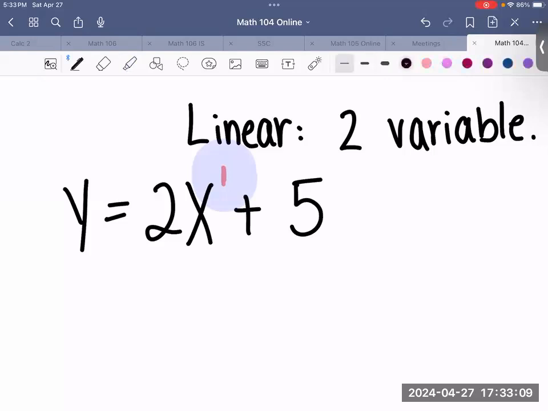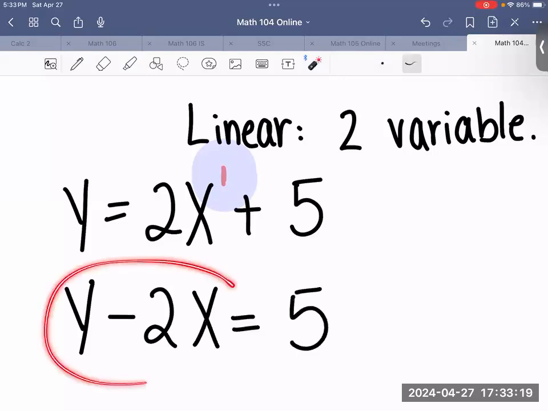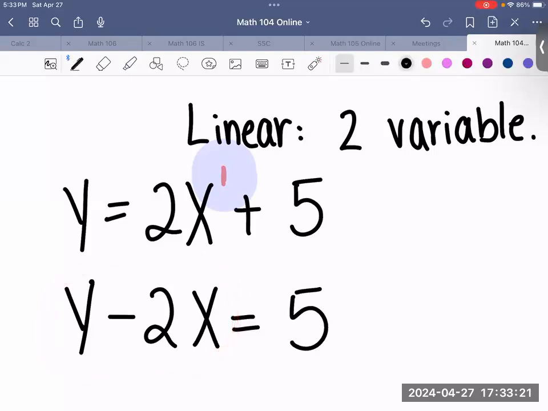We could also rewrite this so that your variables are on the same side. Perhaps we subtract the 2x to the other side. The only difference is that your variables are now together. That is still a linear formula, so your degree has not changed. If you notice that your degree of your x is now different, that is not okay. It always has to be equal to 1.